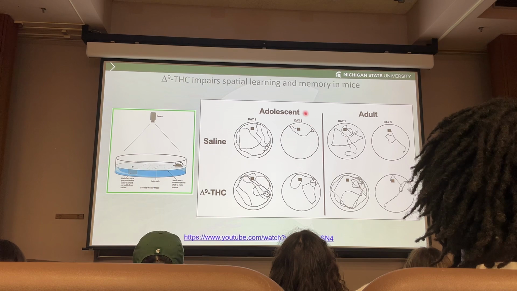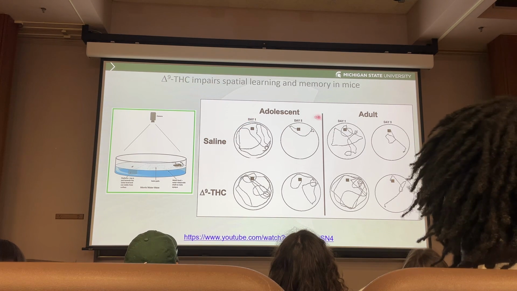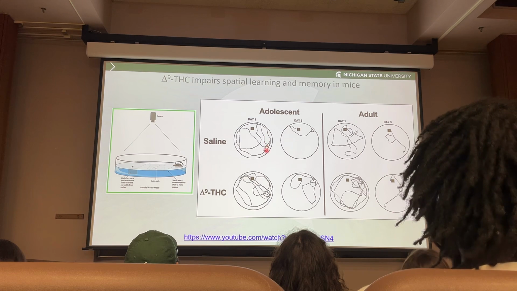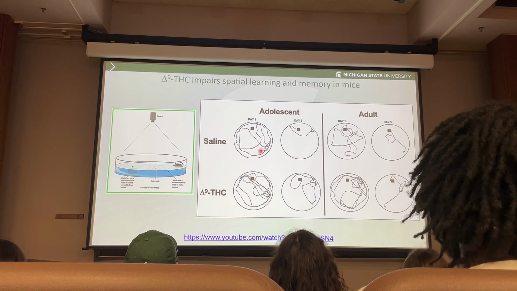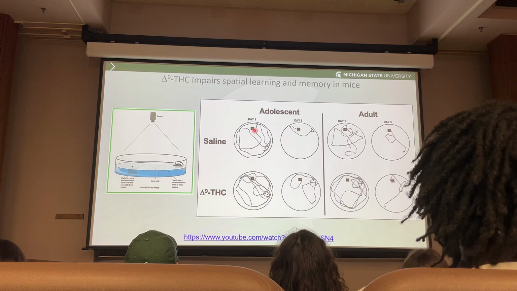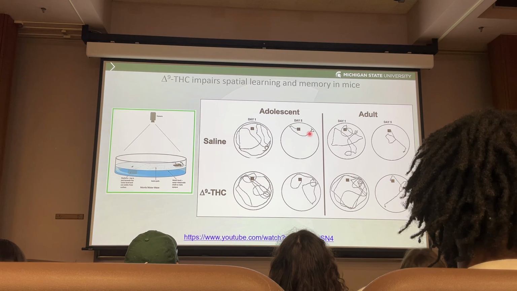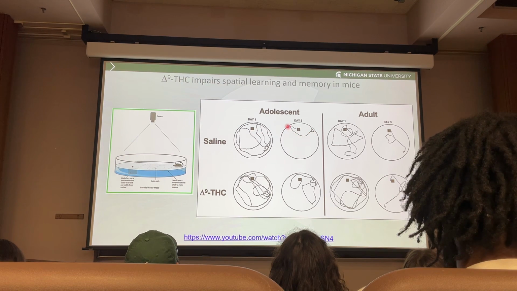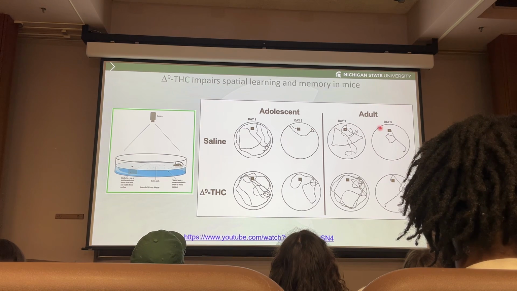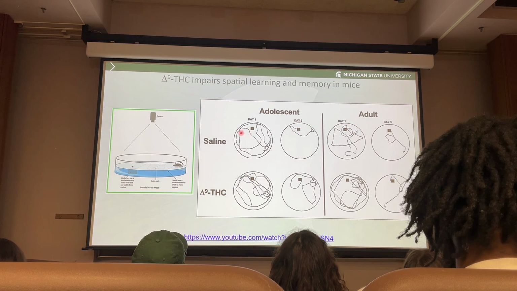So if you look here, look at this top saline row. In adolescent and adult mice, you see on day 1, you drop them in the water and they swim around and they'll find it eventually. As you can see, by day 5 in this experiment, they've been in it enough, they know right where to go. Whether they're adolescent or adult mice, first day they're hunting all over, by day 5 they remember right where it is, so they can essentially just go right to that spot.